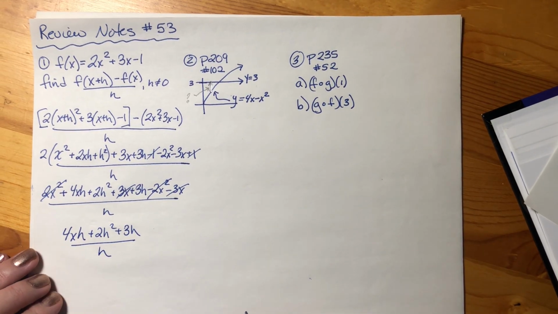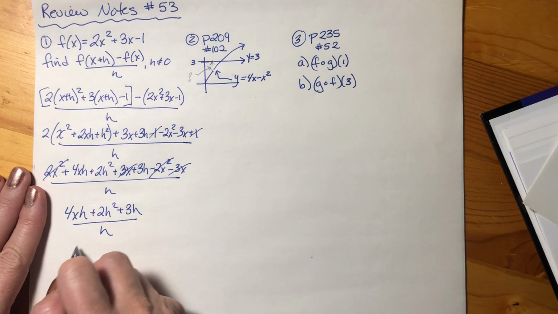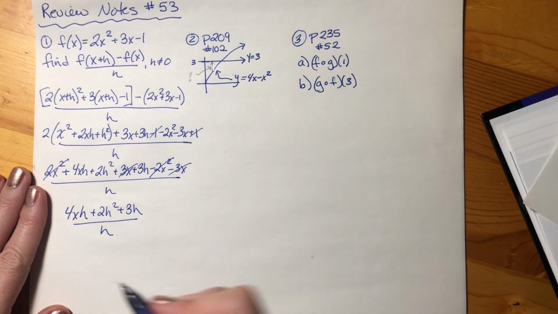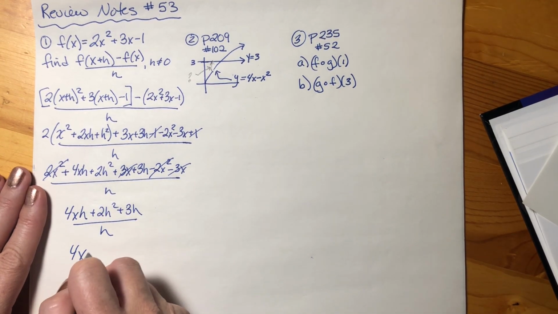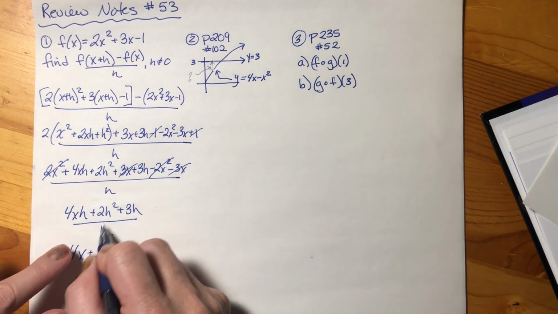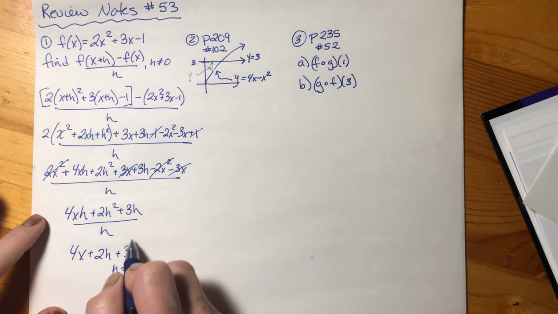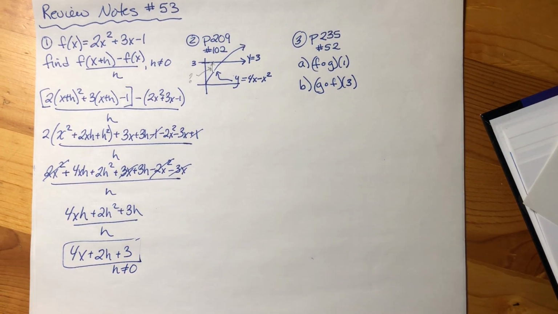I don't know about you, but I noticed that there's a factor of h in every single term that I have here. So h is going to go into each term. So I have 4x plus 2h plus 3. And I need to tell my reader, because I divided by h, that h cannot equal 0. Okay? So there's my value that I have here. Don't forget h does not equal 0.